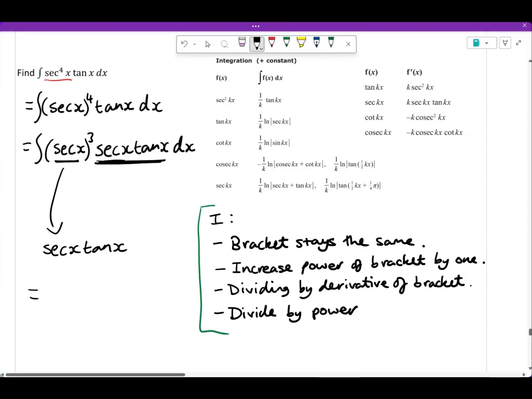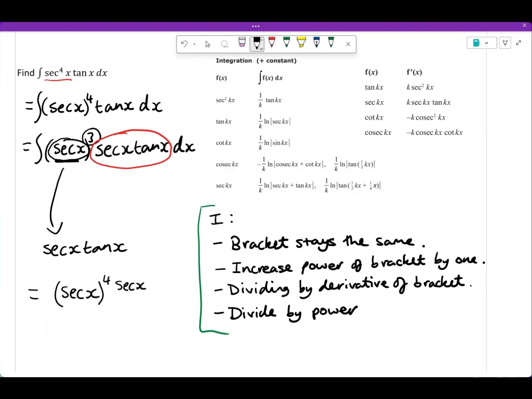Let's carry them out. So it says the bracket stays the same, so therefore the sec x inside my brackets is definitely going to be in my answer. It says we increase the power of the bracket by 1, so we've got a power of 3 up here, so therefore it's going to become a power of 4. Then it says divide by the derivative of the bracket. So what I'm going to first do is just carry down the sec x tan x multiplying the bracket. So I'm going to write in sec x tan x.